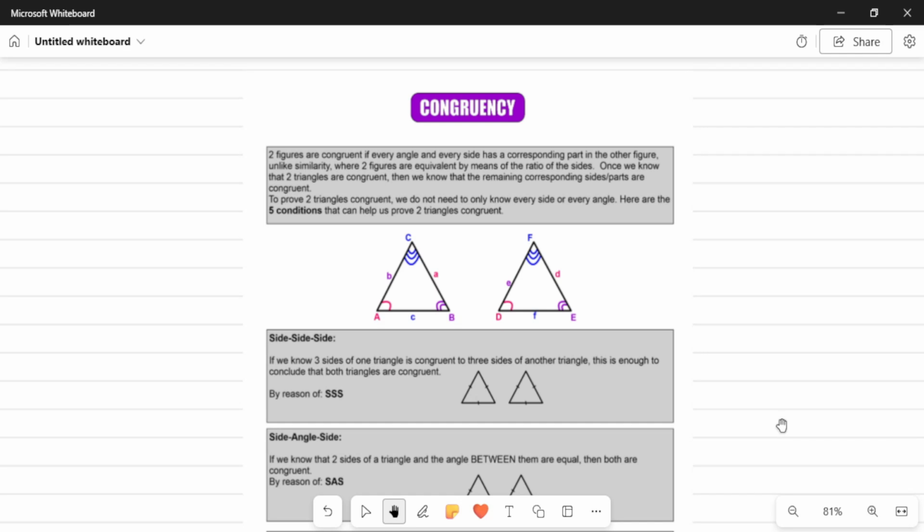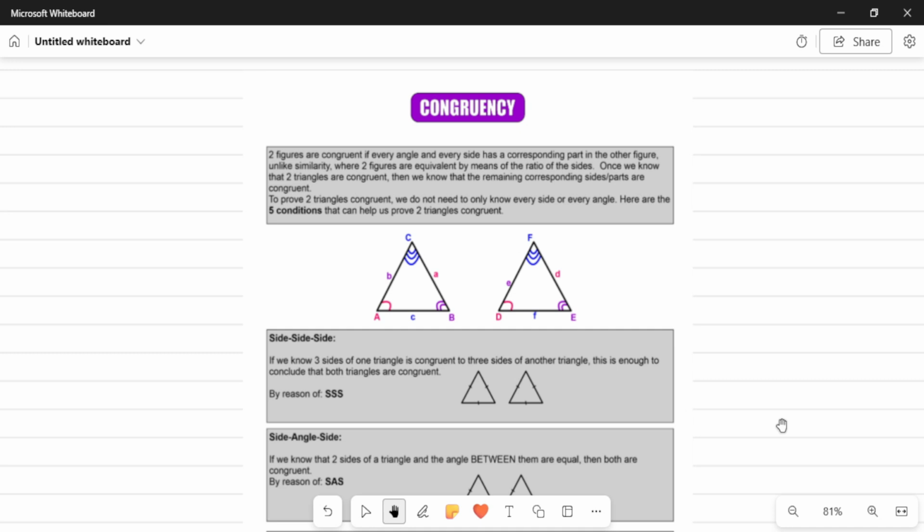So now we've already talked about congruency and the two main conditions that we use when we're trying to prove that two triangles are similar. Now, how do we prove when two triangles are congruent? Two figures are congruent if every angle and every side has a corresponding part in the other figure. Now, it's very important to remember when we're talking about congruency, how are the triangles related to each other? They have the exact same size and the exact same angle.